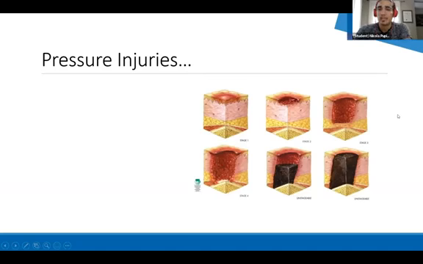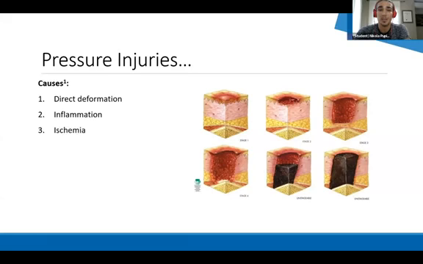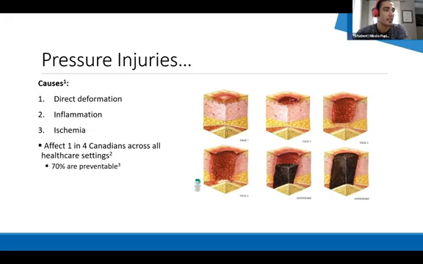So you may be asking yourself, what are pressure injuries? Pressure injuries are localized damage to the skin and underlying soft tissue that are caused by direct deformation, inflammation, and ischemia. Essentially, the structural integrity of the cells fails, causing a positive feedback loop of damage until a pressure injury is formed. So pressure injuries are also a lot more common than you would think, affecting 1 in 4 Canadians across all healthcare settings, yet 70% of them are preventable.